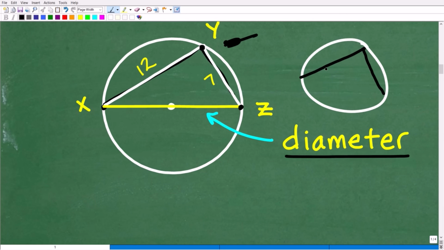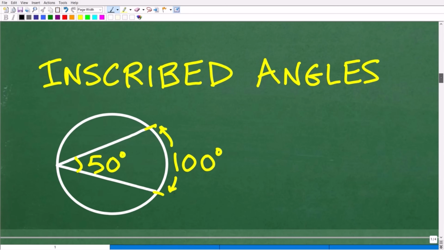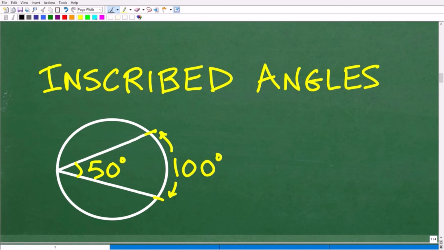So what we have is an inscribed angle, right? This is an inscribed angle inside of a circle. And we can figure a few things out about inscribed angles if we know a simple relationship. So let's take a look at that relationship, and you can see it right here. So an inscribed angle in a circle is the following. Okay, so what's the relationship?